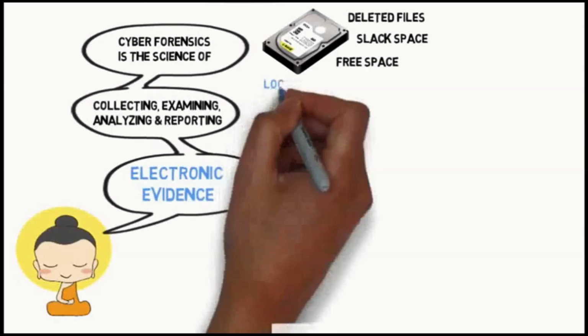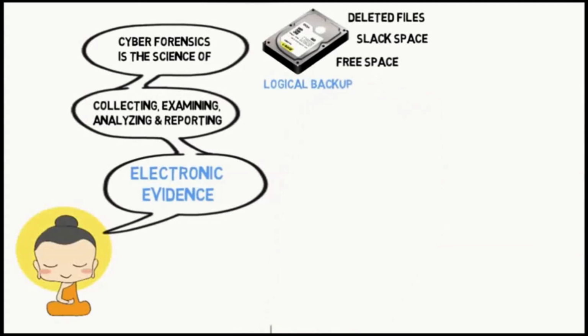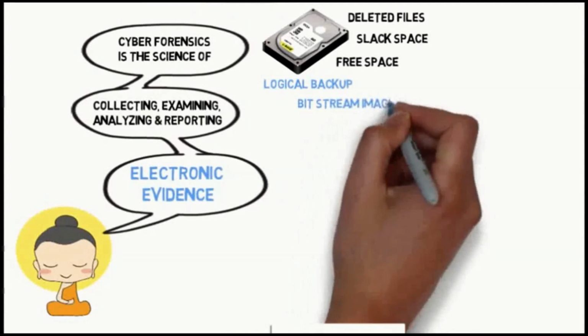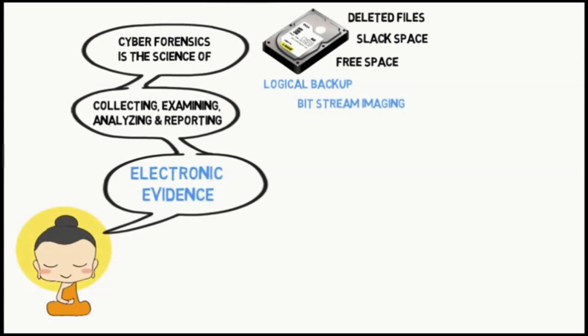How do we really handle this kind of evidence? We could do something called a logical backup. A logical backup copies the directories and files of a logical volume. It does not capture any other data that may be present on the media, such as deleted files or residual data stored in slack space. We have a much better alternative that we could use, and that's called bitstream imaging. Bitstream imaging generates a bit-for-bit copy of the original media, including free space and slack space. Bitstream images require more storage space and take longer to perform than a logical backup.